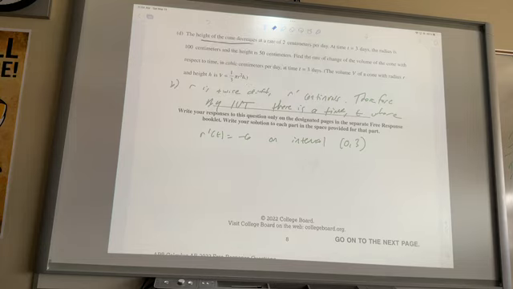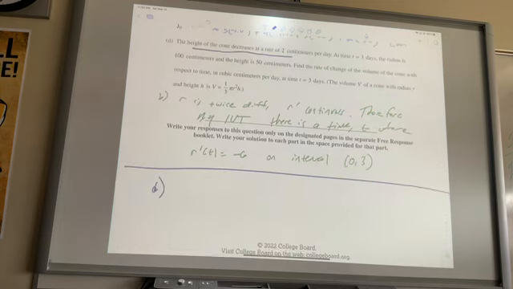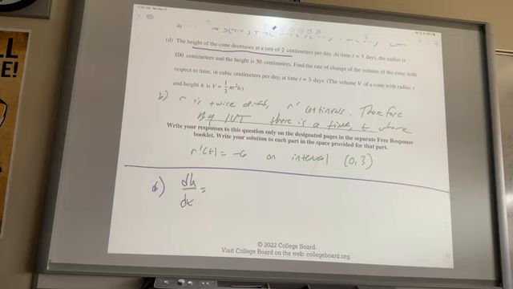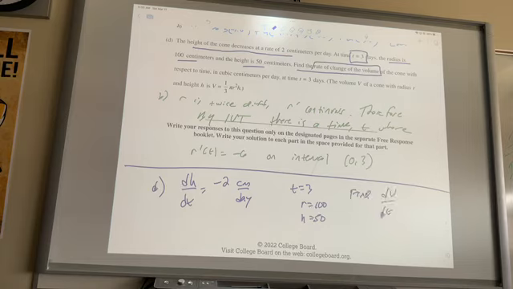The height decreases at a rate of... Hey guys, what do we call that? The derivative dh/dt is negative two. You can put units, you don't have to. At time equals 3, the radius is 100, the height is 50. Find the rate of change of the volume. What am I looking for? Find dV/dt with respect to time in cubic centimeters per day at day 3.